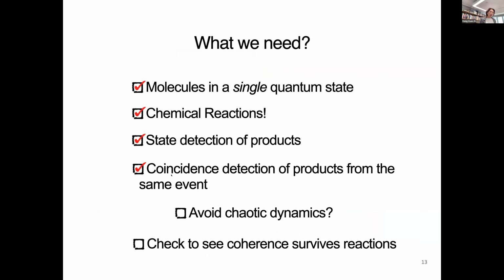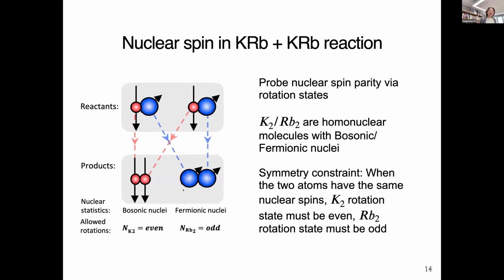Okay, so this brings me back to this page of the outline. I went through all of these points so far, but now we need to avoid chaotic dynamics, and the rotation degrees of freedom show this statistical behavior. So it's very unlikely that we'll find entangled or coherent natures in those degrees of freedom. So we decided to look into the nuclear spin degrees of freedom. For nuclear spins in these chemical reactions, we cannot directly detect them, but their information can be mapped onto the parity of the rotation state, which is something that we can detect directly.